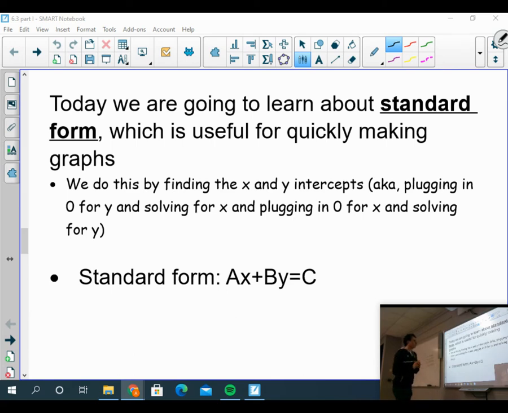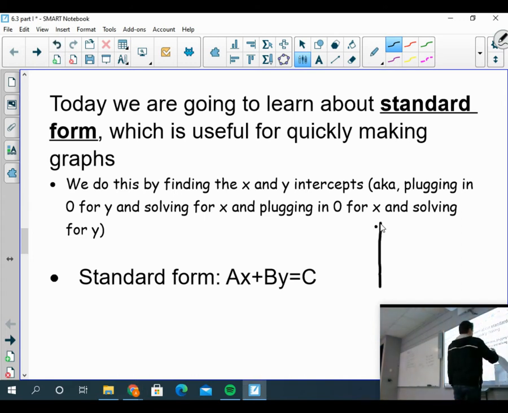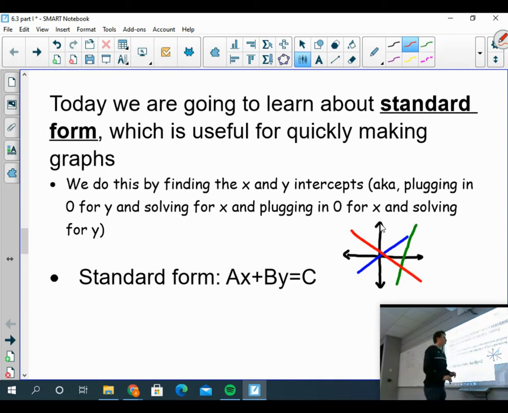Now, why do I have that little bit in there? Well, let's think for a second. If I have a graph, and if we look at the blue line here, and the green line, and the red line, what you're going to notice is they cross the x-axis at different points.